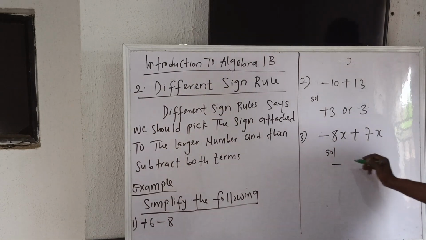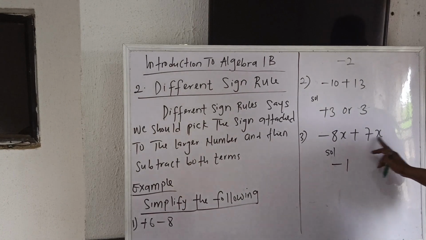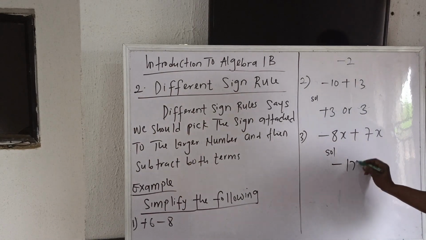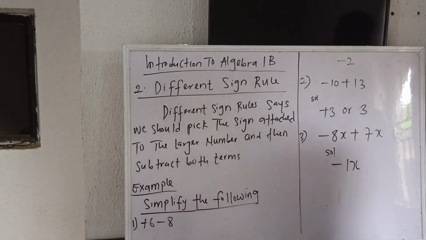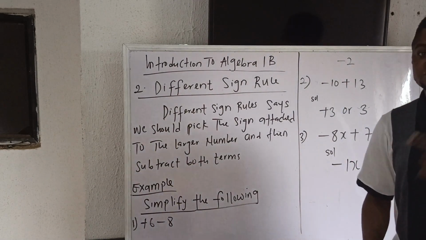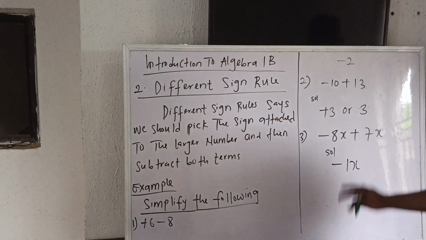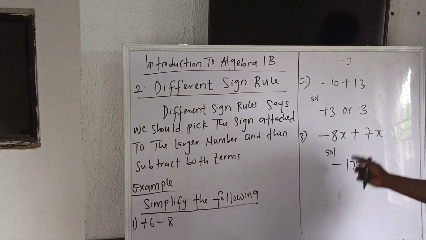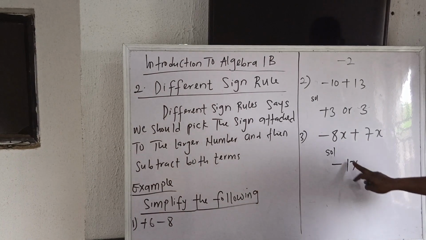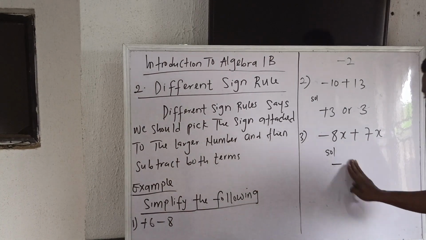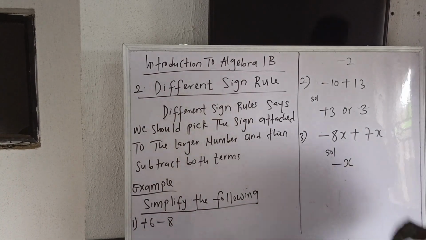Take away 7 from 8. You're going to get 1. But I'm having variable x. Will I now write my answer as minus 1x? Can this be possible? No, this is wrong. I've told you in our previous class that you cannot attach 1 to any variable. So that means I can't have my answer as what? Minus 1x. But rather, I'll just take away the 1 and write this as minus x.